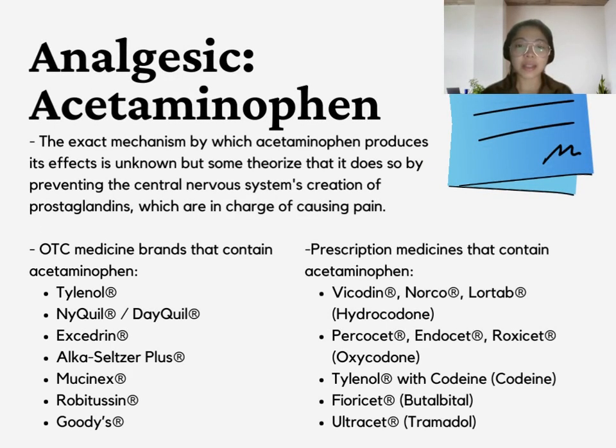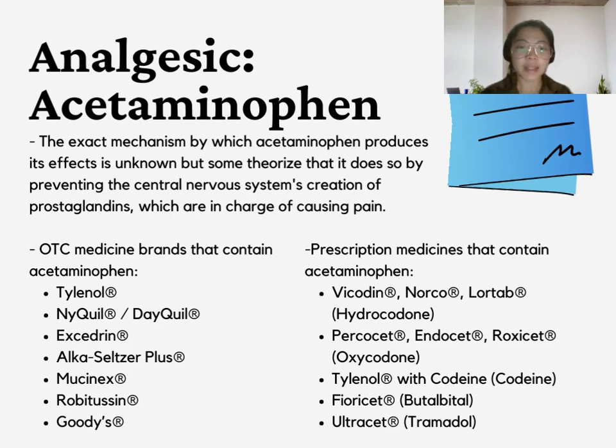The last subclass of analgesic is acetaminophen, commonly known as paracetamol. The exact mechanism by which acetaminophen produces its effect is unknown. Some theorize that it does so by preventing the central nervous system's creation of prostaglandins, which are in charge of causing pain. Over-the-counter medicine brands that contain acetaminophen are Tylenol, Nyquil or Dayquil, Excedrin, Alka-Seltzer Plus, Mucinex, Robitussin, and Goodies.